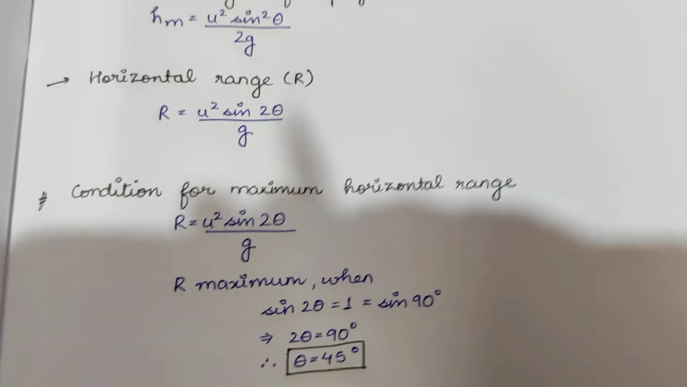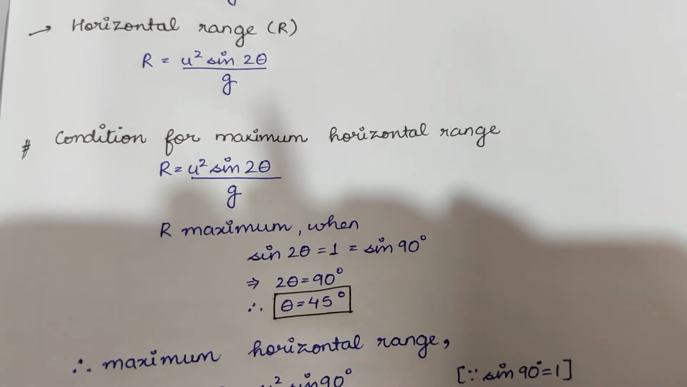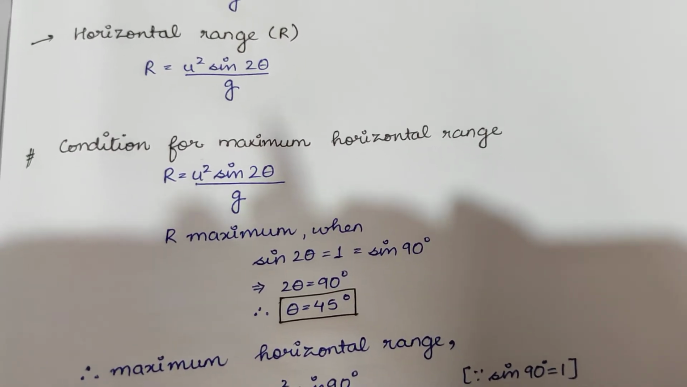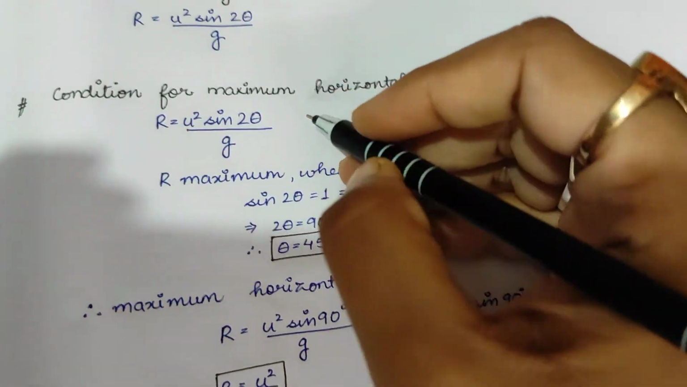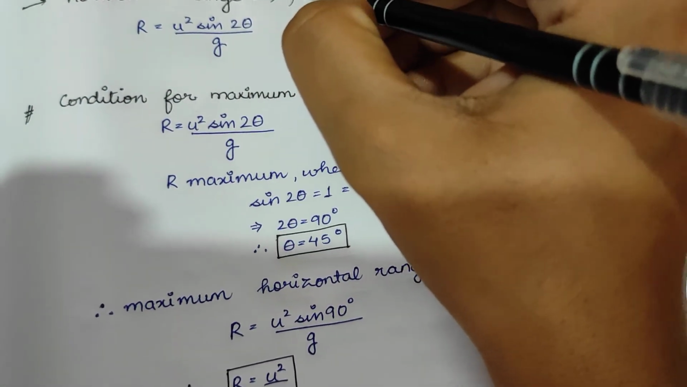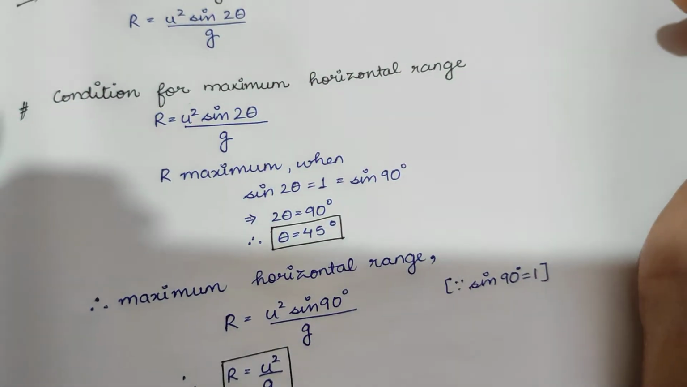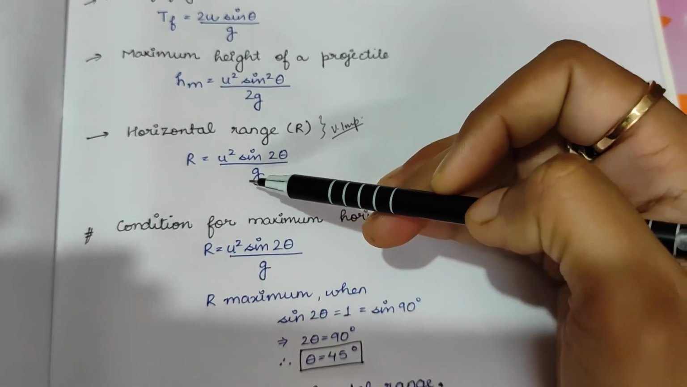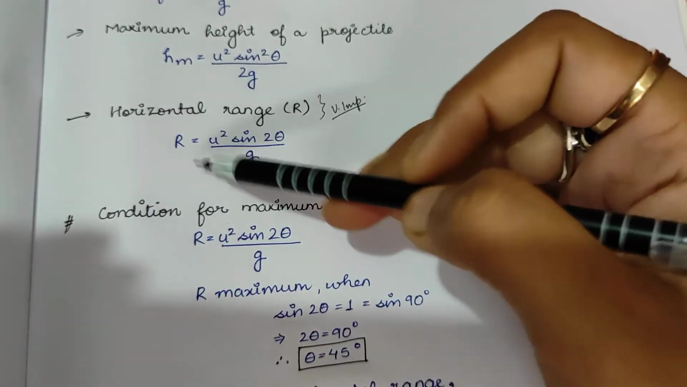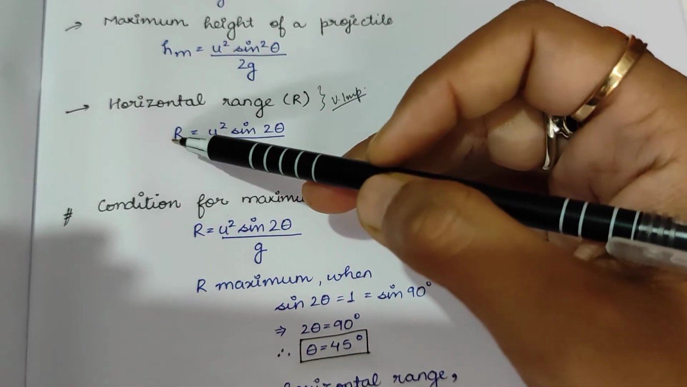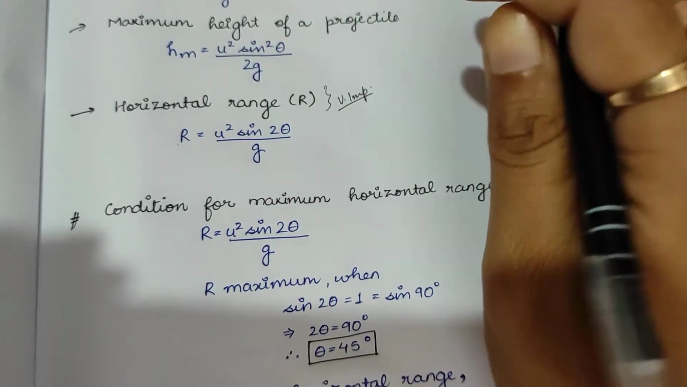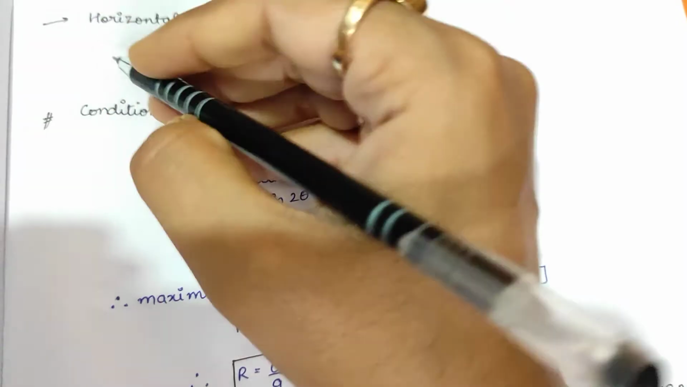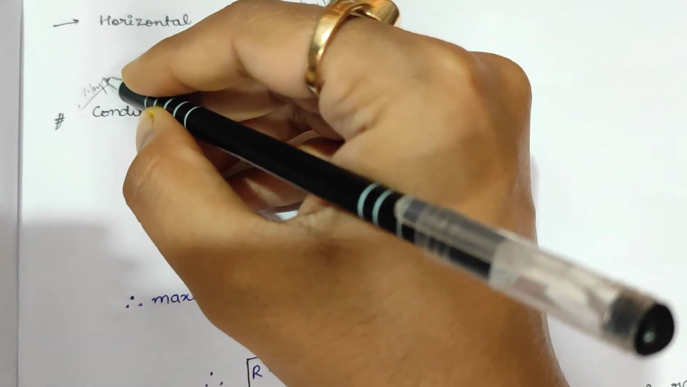Fine. Now if we talk about the horizontal range, which means the horizontal distance covered by the projectile during this projectile motion, it will be given by r is equal to u square sin 2 theta by g. Students, this is very, very important. And why am I telling you only the important points? Because you need to understand and practice these expressions, as these will be used in each and every question which you will do for projectile motion. Okay. Now this is very important.